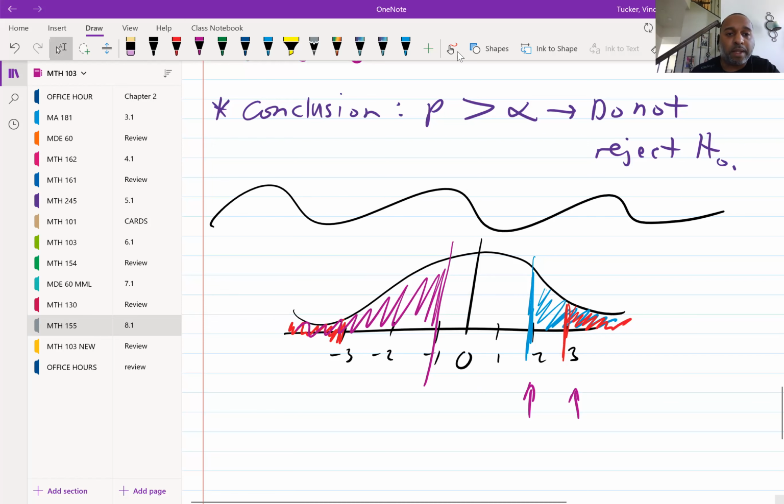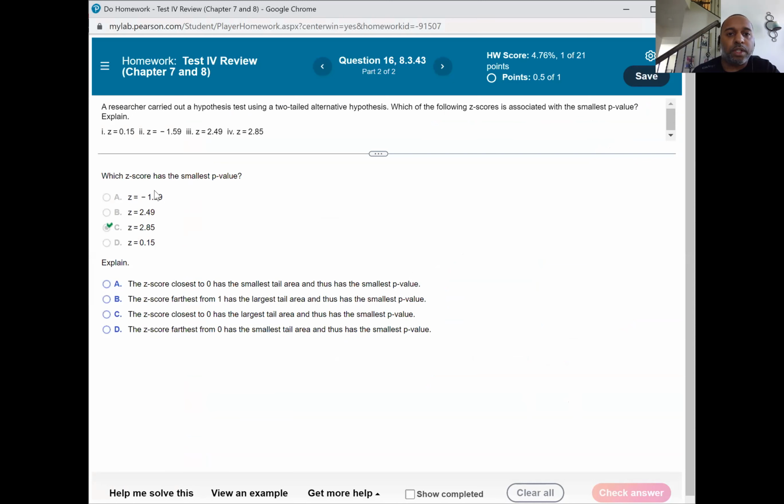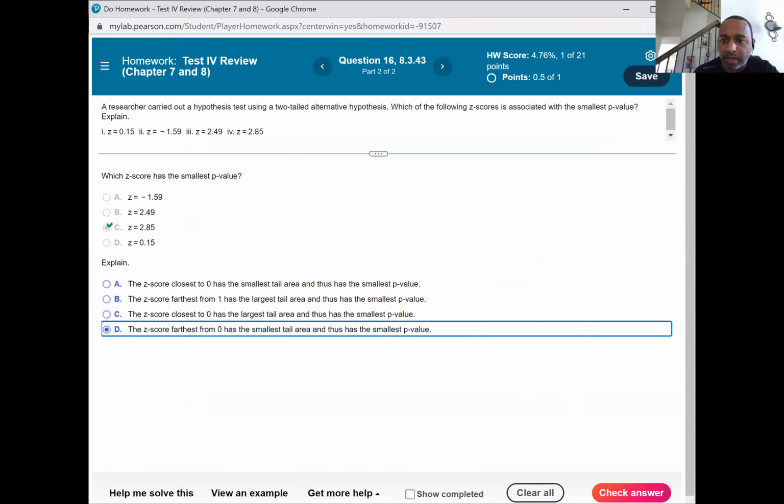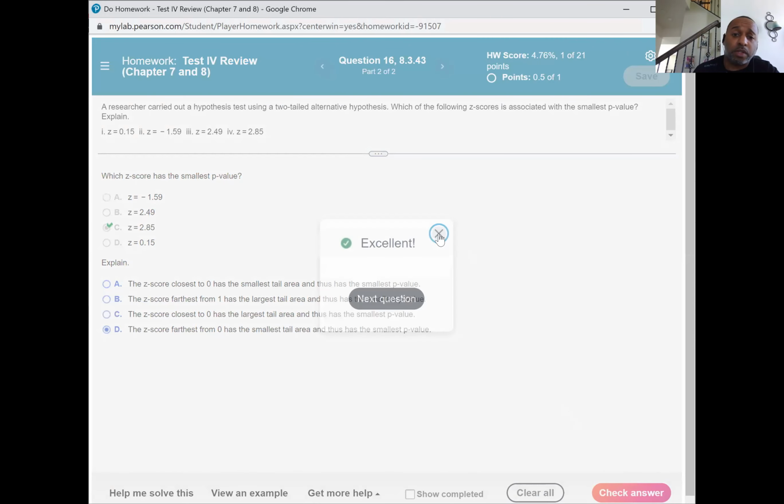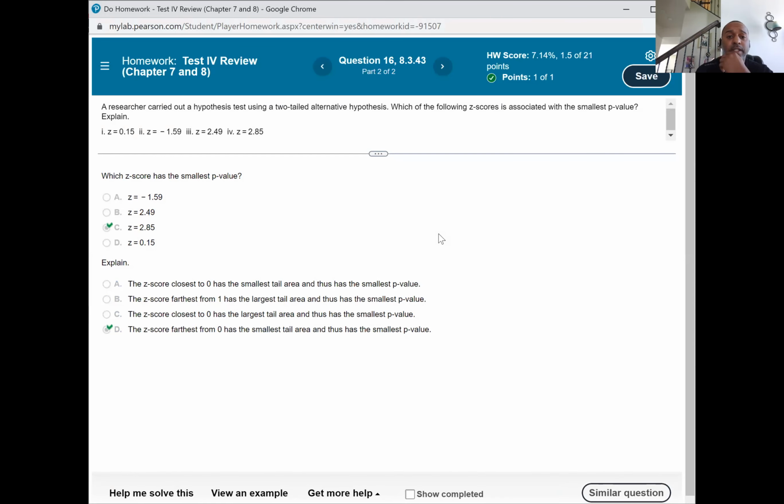So we go back here. It says which z-score has the smallest p-value, and it's going to be 2.85, and it's going to be the z-score that is furthest from 0. That should be it right there. Yep. So that's how you're doing your measurement on that. The z-score that's furthest away from 0 is going to have the smallest tail area, which means the smallest p-value.